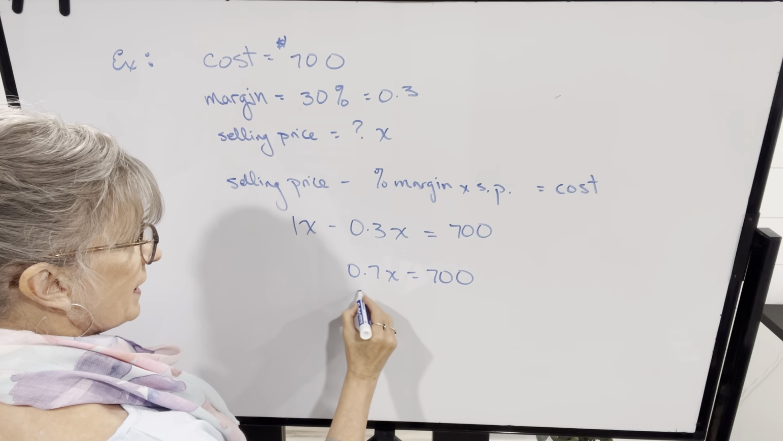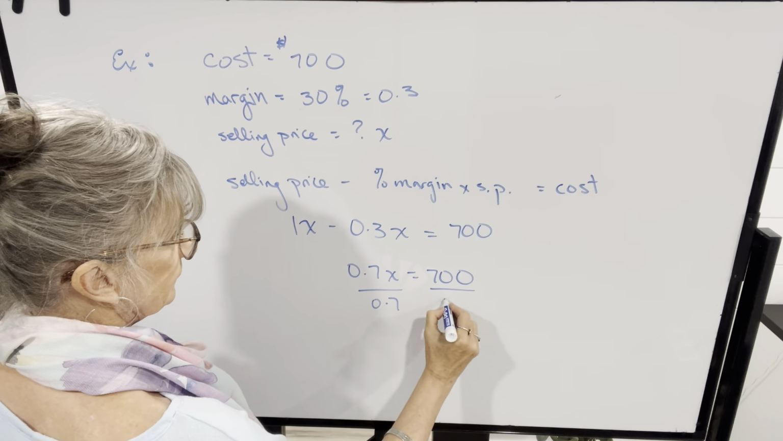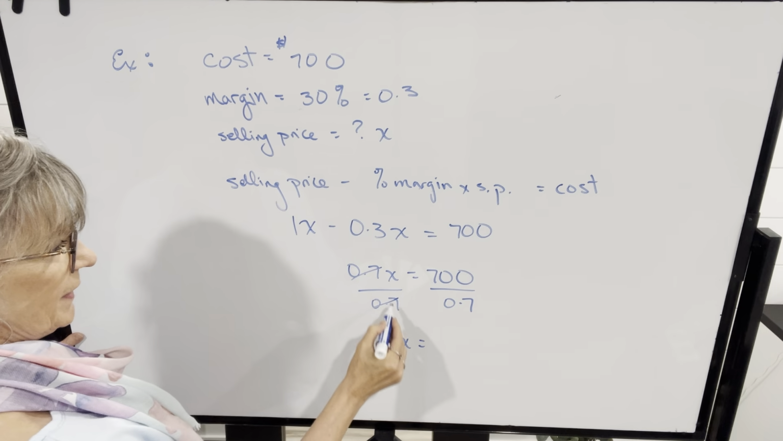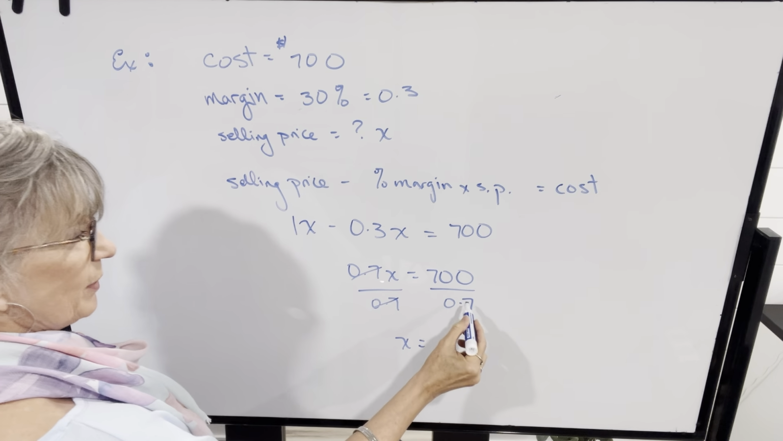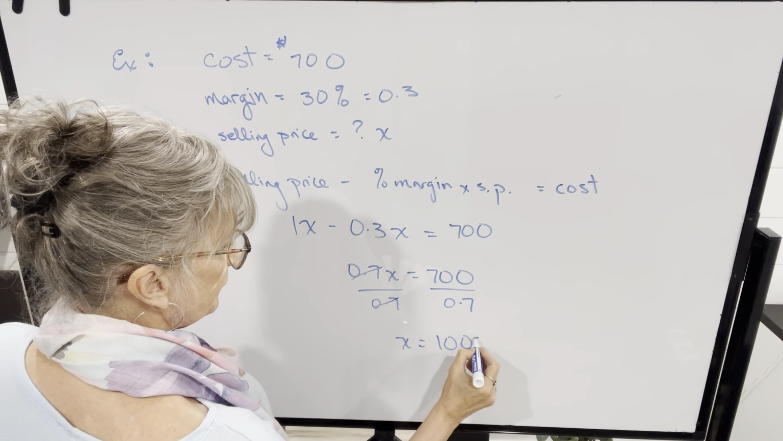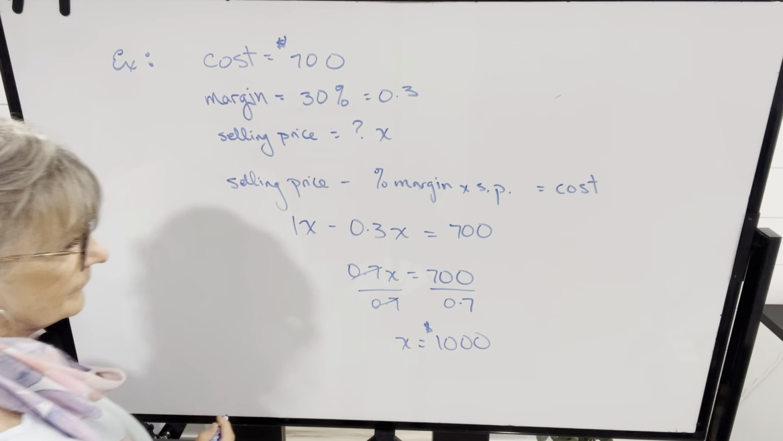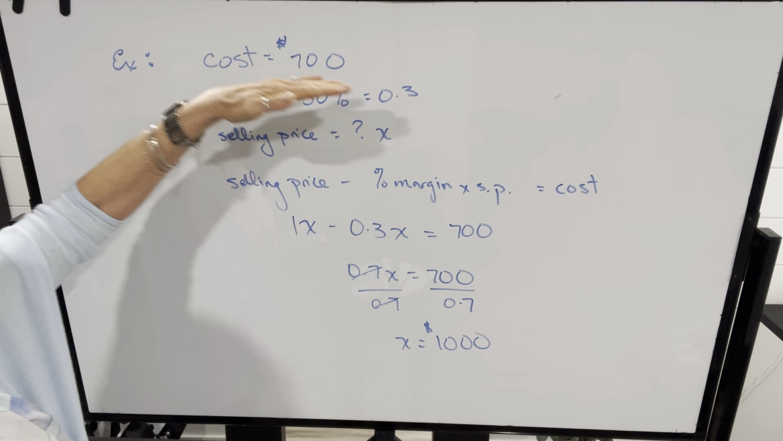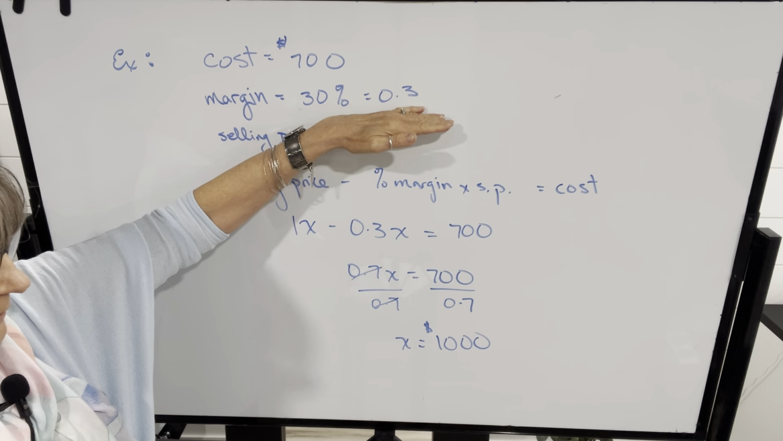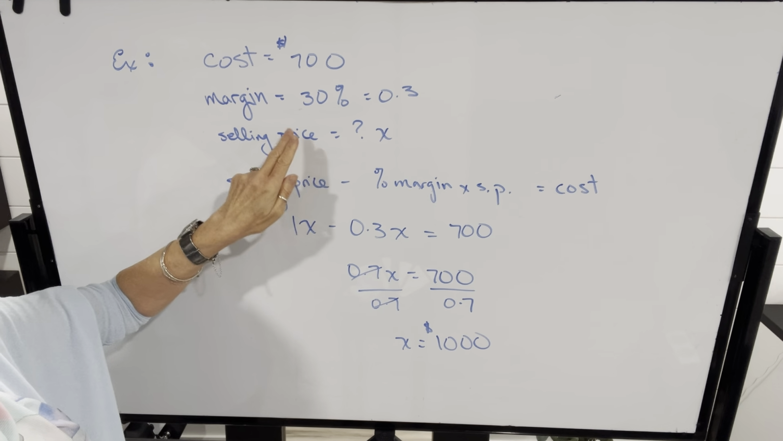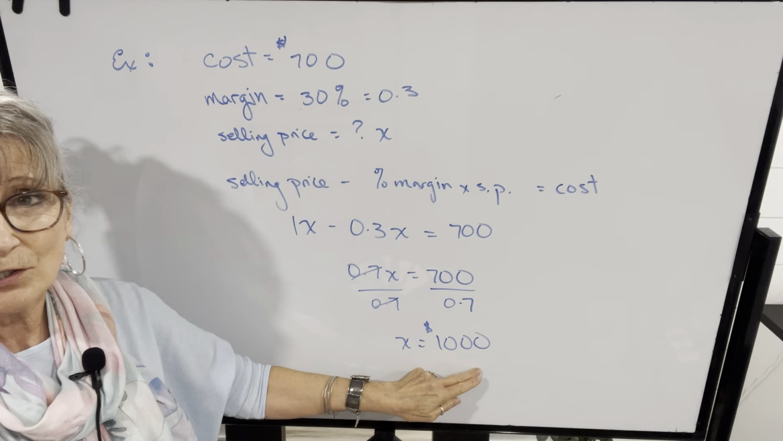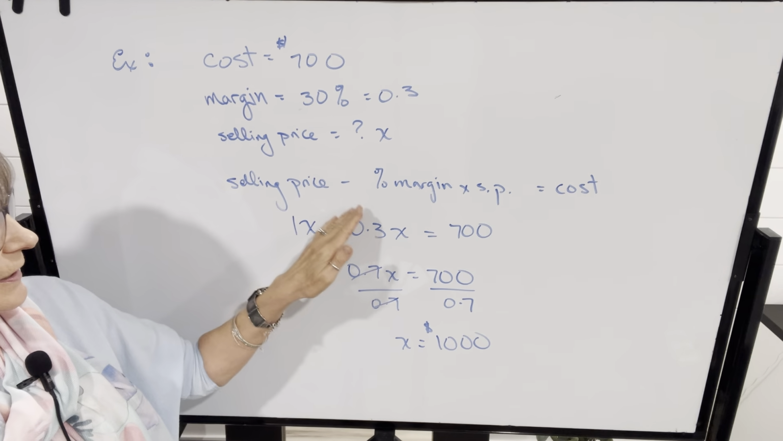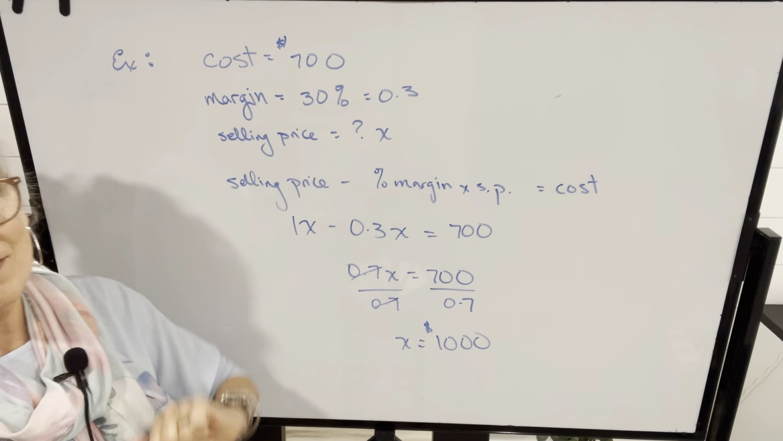Now we divide both sides by 0.7. That will cancel. I'm left with x. 700 divided by 0.7 will be 1,000. So if our cost was $700 and our margin is 30%, and that's based on selling price, our selling price must be 1,000. And we can do a quick check. 30% of 1,000 is 300. If we subtract that from 1,000, we will get our cost of 700.